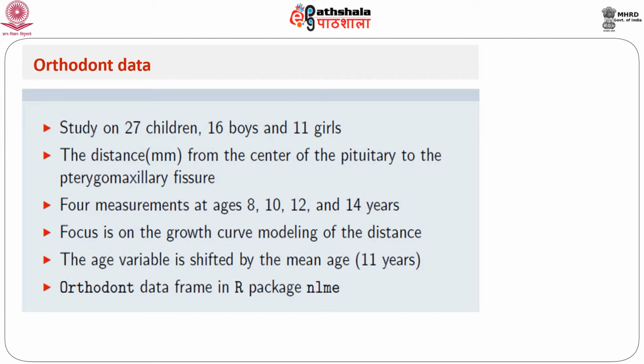Now, what that means is we had the ages 8, 10, 12 and 14 years, but we created a new variable which is age minus 11, which is 8 minus 11, 10 minus 11, 12 minus 11 and 14 minus 11 for all the children included in the data. So, the orthodont data frame is in R package nlme, and we do not have to download the data set from any website. Loading the R package automatically loads the orthodont data.